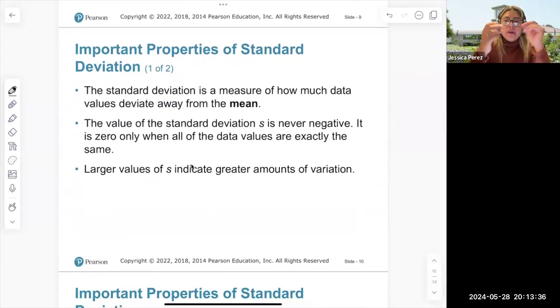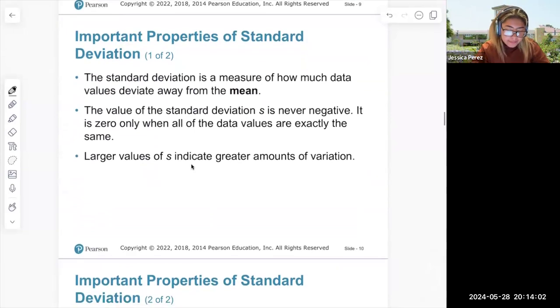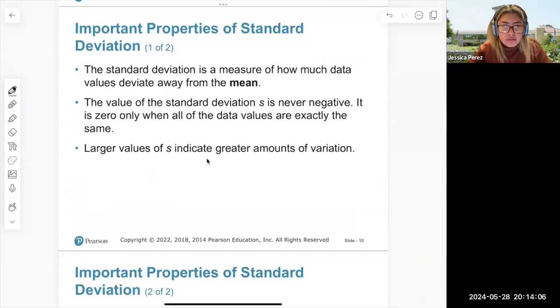So what are the important properties of standard deviation? The standard deviation is a measure of how much data values deviate away from the mean. We know that the mean was roughly 39. The standard deviation will never be negative because it represents the distance away from the mean. A larger value of S indicates there's more variance. That is the interpretation of standard deviation.